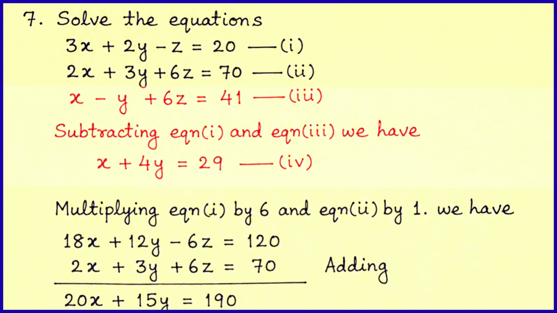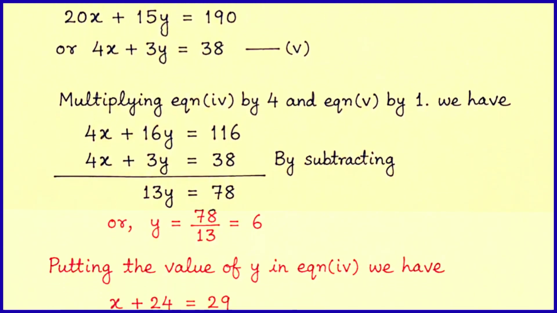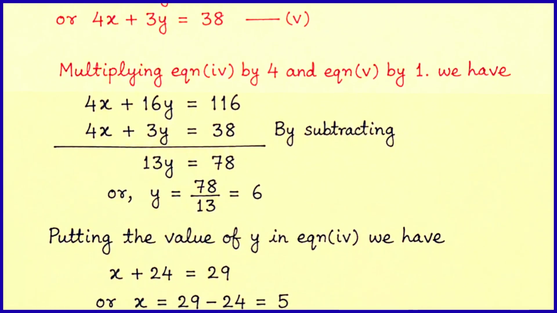Subtracting equation 2 and equation 3, we have x + 4y = 29, Equation 4. Multiplying equation 1 by 6 and equation 2 by 1, we have 18x + 12y - 6z = 120, and 2x + 3y + 6z = 70. By adding, 20x + 15y = 190, or 4x + 3y = 38.